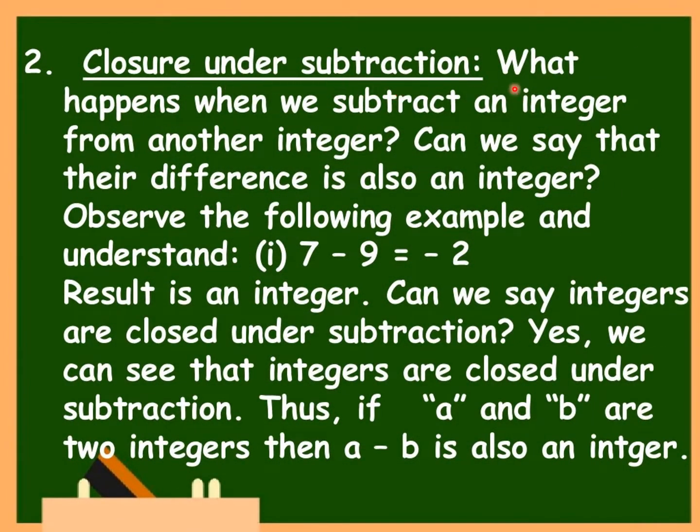Closure under subtraction. What happens when we subtract an integer from another integer? Can we say that the difference is also an integer? Observe the following example and understand. 7 minus 9 equals -2. Result is an integer. Can we say integers are closed under subtraction? Yes, we can see that integers are closed under subtraction. Thus, if a and b are two integers, then a minus b is also an integer.